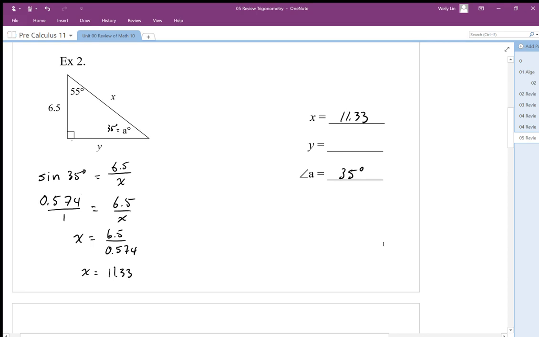And then I could solve for y using another ratio if I want, or I can use Pythagoras. So we have lots of options now. Once I have two sides of a triangle, I have lots of options I can work with. So I'm just going to use Pythagoras. I'm going to say that y squared is equal to x squared minus 6.5 squared, because it's the shorter side. So I'm going to square my x. So x squared, I get approximately 128.42, minus 6.5 squared.